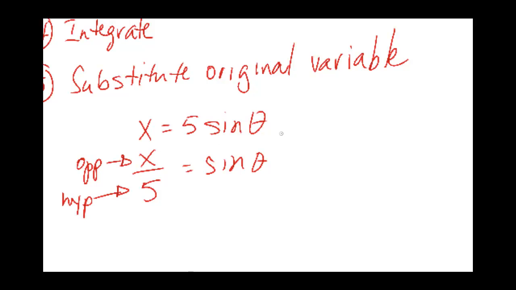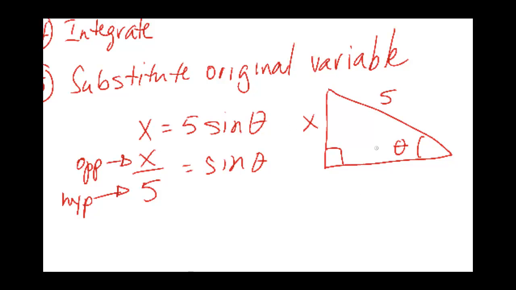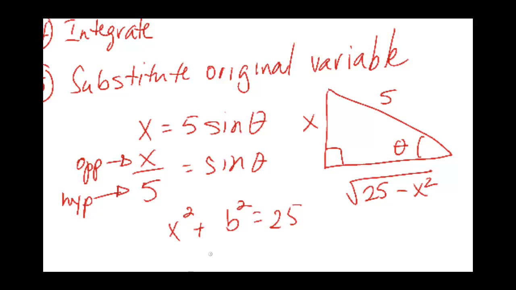So once we have that, we have a right triangle. Here's our theta. The opposite is x, the hypotenuse is 5. And if you did it correctly, you do your Pythagorean theorem. We have x squared plus our missing leg squared equals 5 squared, which is 25. So b squared equals 25 minus x squared, square root both sides, and you get that missing leg. And if you did it correctly, this expression should be in your problem somewhere that you're substituting.